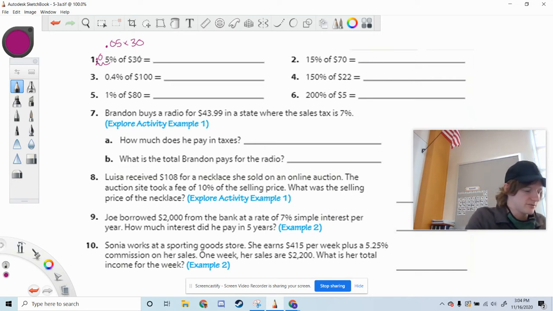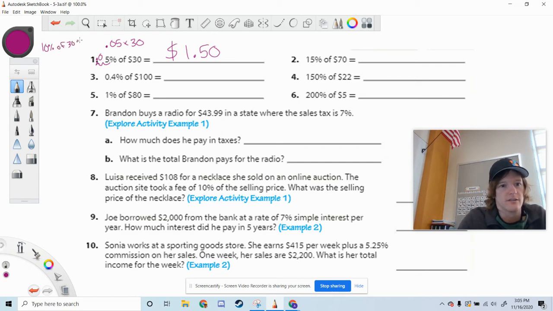But let's just double check. It's money. These are all money, I think. So we'll have a dollar sign. 5% of 30 would be $1.50. But I'm going to show you the trick here with 5%. If I know 10%, I can tell you the trick for 5%. 10% of 30 is 3 because you just move the decimal 1 time over. So 5%, if you know what 10% is, well, you just got to cut it in half. So 5% would be 1.5 because that's half of 3.